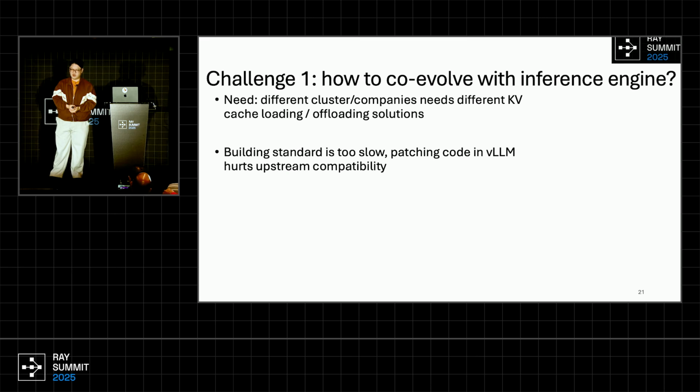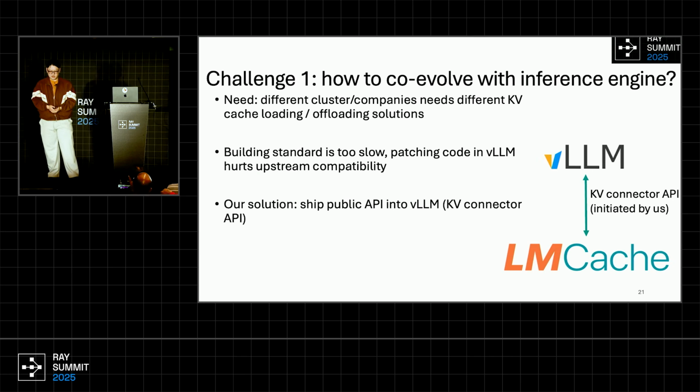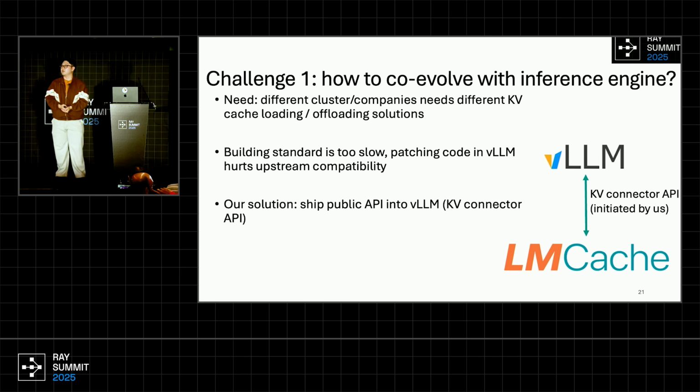But in practice, every company wants to do some twist to vLLM, and this twist is typically not compatible with our code patch. So basically, we want upstream compatibility, and this is not doable by patching. So our solution is that we ship a public API into vLLM. Basically, we build a public API set into vLLM and maintain it, and that's the approach we're taking.